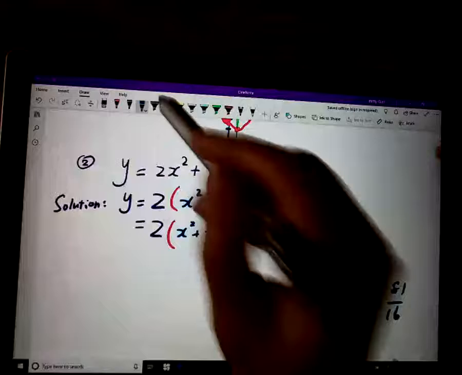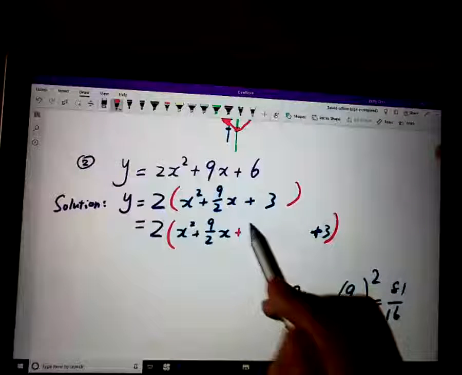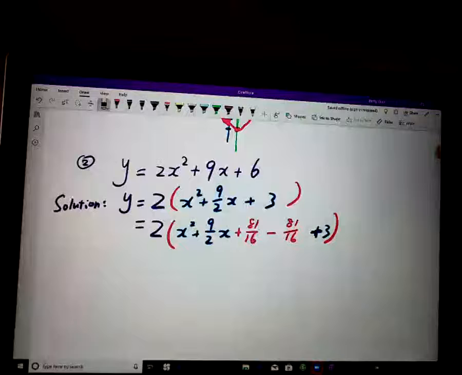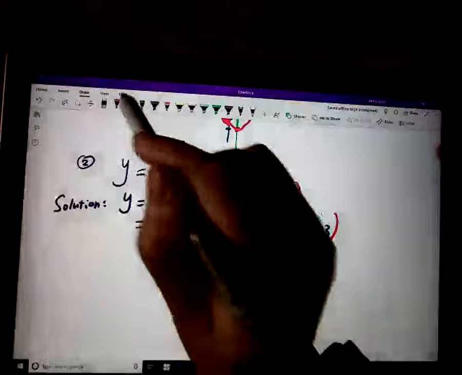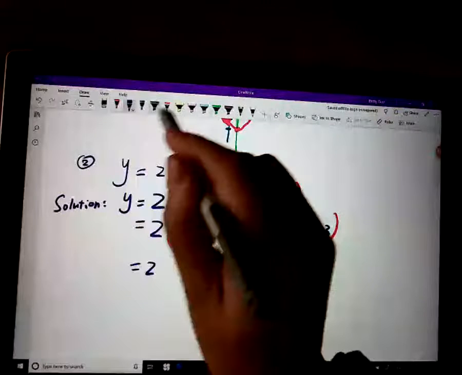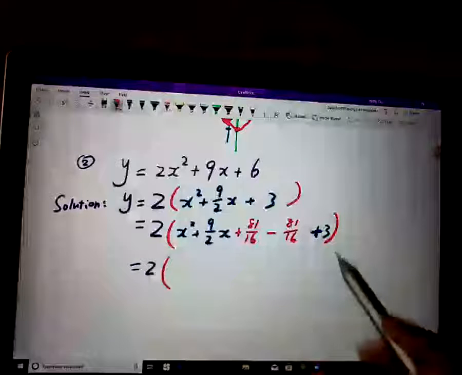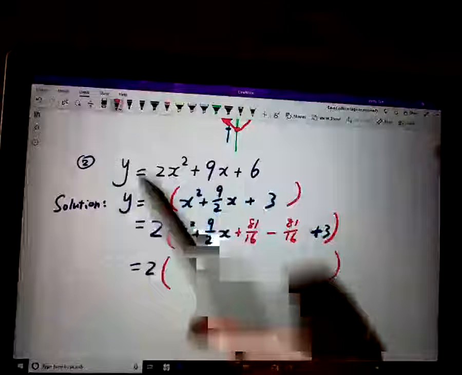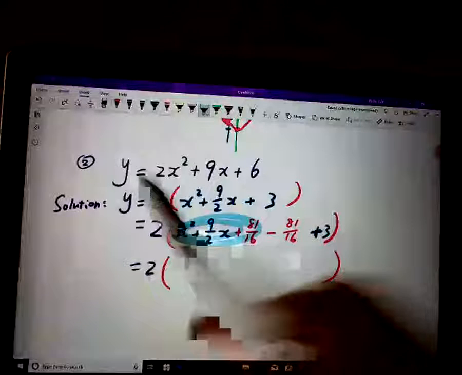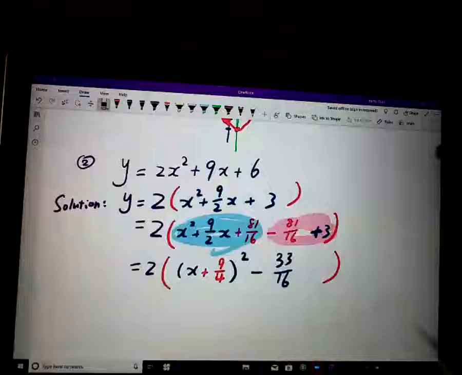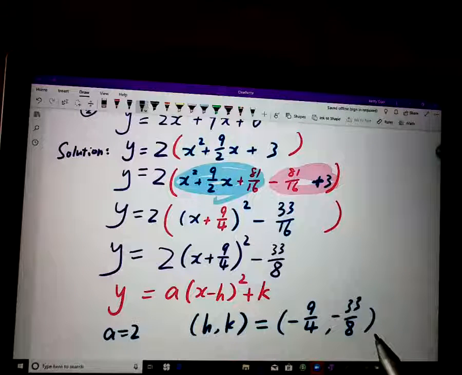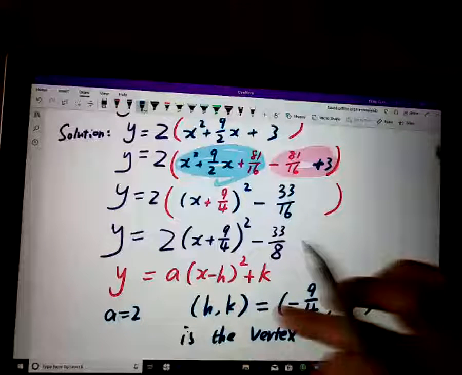So the number we're going to have here is going to be plus 81 over 16, and then minus 81 over 16, the square of half of the coefficient of x. The coefficient of x is 9 over 2. Half, to the second power, is 81 over 16. And then we are going to group them. The first 3 terms are going to give us a perfect square.